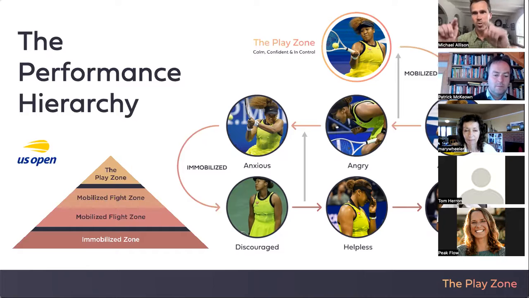We can't skip a zone. When we're immobilizing, we need to get some energy going. Doesn't mean we have to smash a racket. Doesn't mean we have to get angry. Just means we have to get our heart rate elevated, our breathing elevated, because when we're in that lower zone, we're actually slowing our heart rate. We're slowing our breathing. We're slowing our metabolic output, okay?